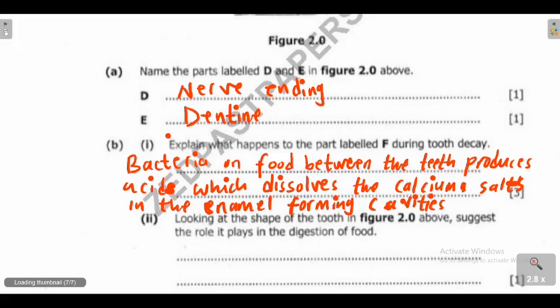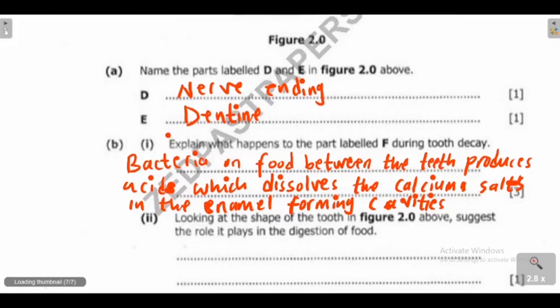Let us now move on to question B, Roman numeral 2. Question B, Roman numeral 2 reads, looking at the shape of the tooth in figure 2.0 above, suggest the role it plays in the digestion of food. So let us now look at the tooth.